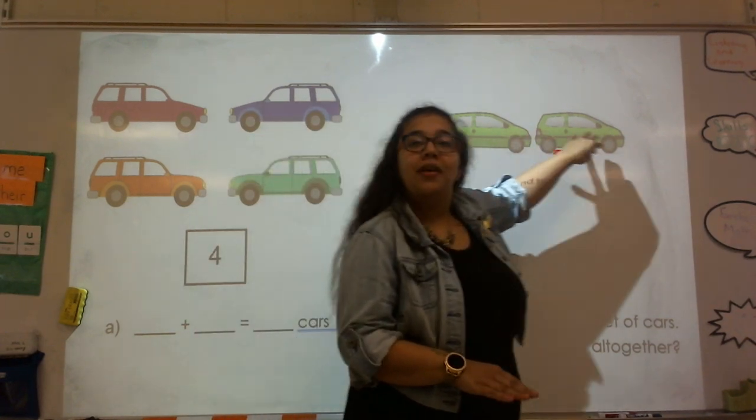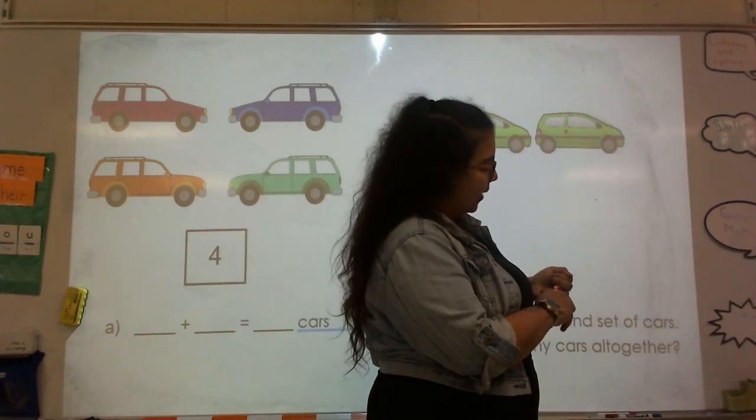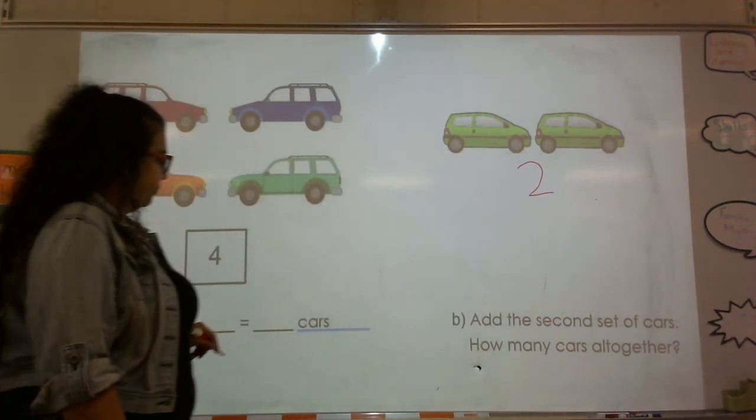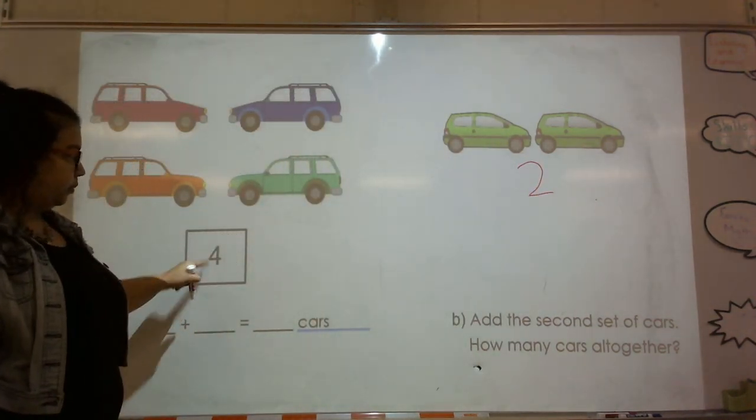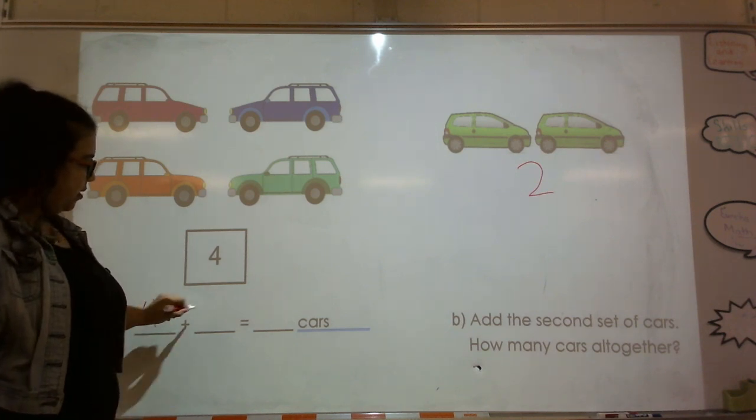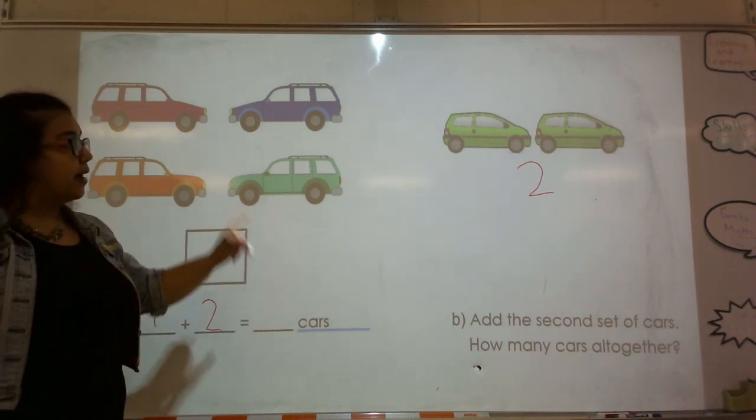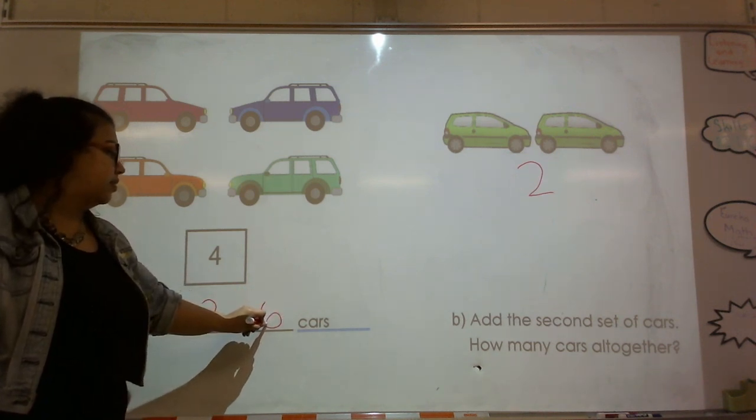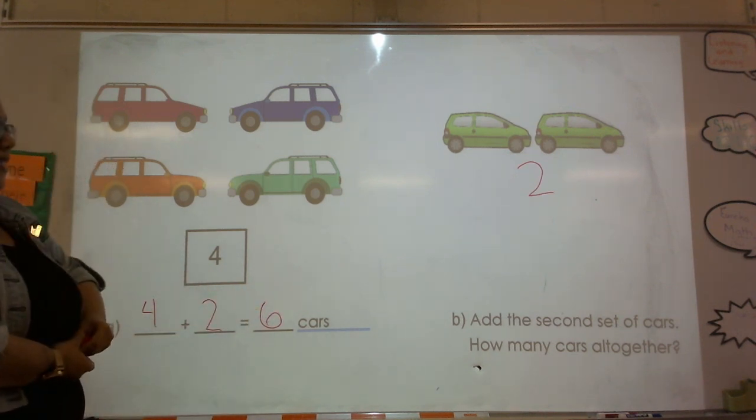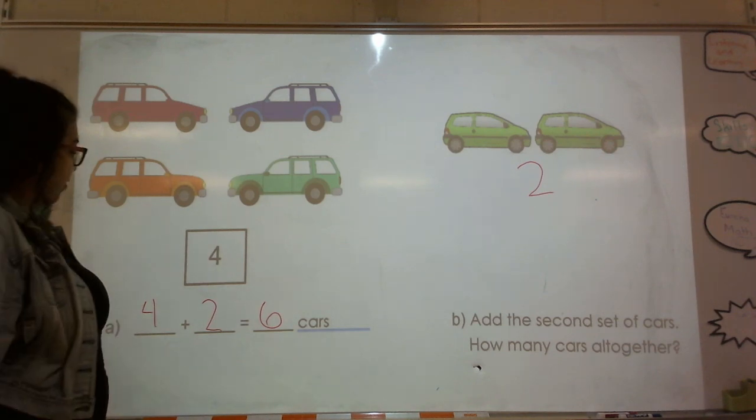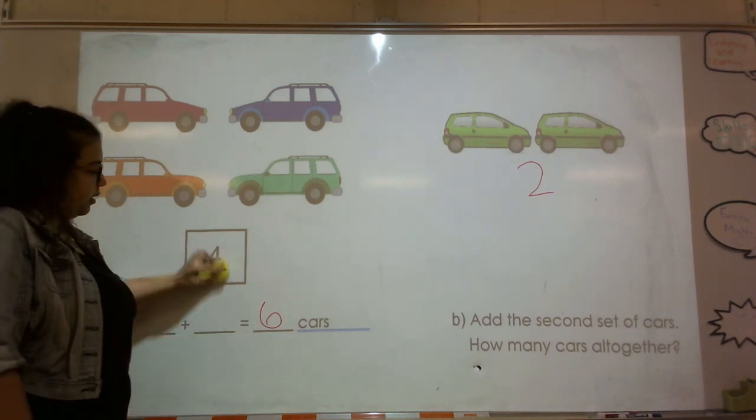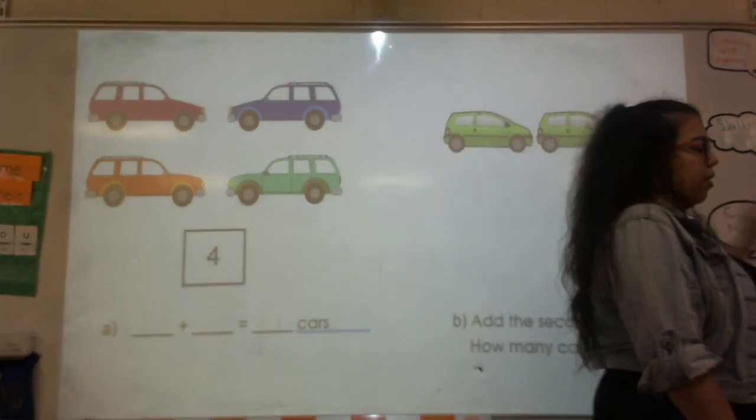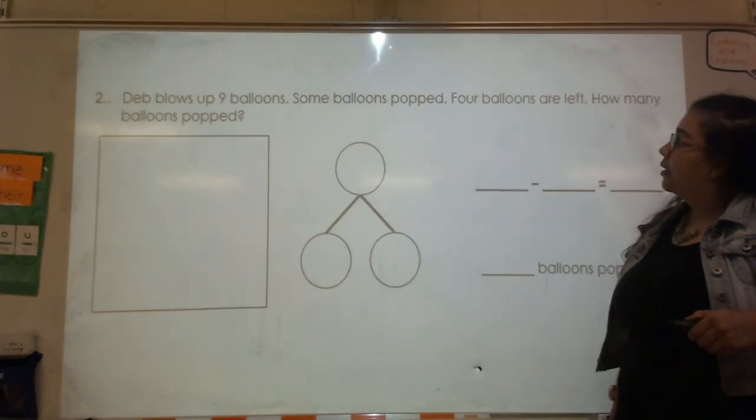How many cars are over here? 2? Okay. 2 cars. So what are our parts? So 4 plus 2 is equal to how many cars? 6 cars. Good job. We put all the pieces, in this case cars, together. All right, like I said, this is just a review of the different problem types. I want to make sure they're all fresh in your brain.